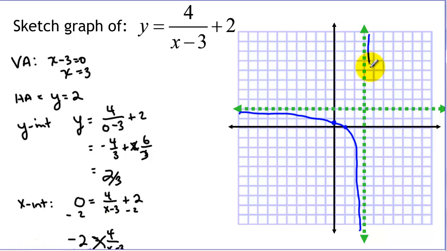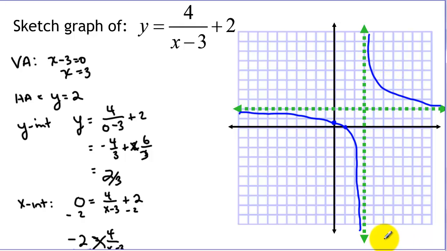If we wanted to know how wide this should be, we could pick some values of x over here. We could pick, say, x equals 4, 5, 6, somewhere over here, plug in, and get some additional values. But this will be good enough for what we need to accomplish. So again, we were locating the vertical and horizontal asymptotes and our intercepts, and also knowing the basic shape of a rational function.